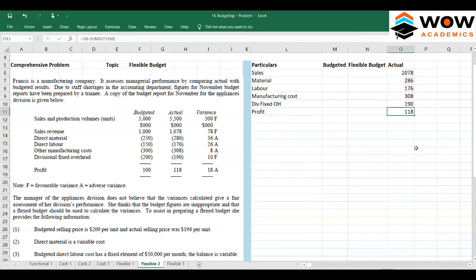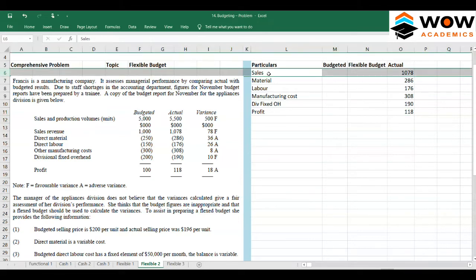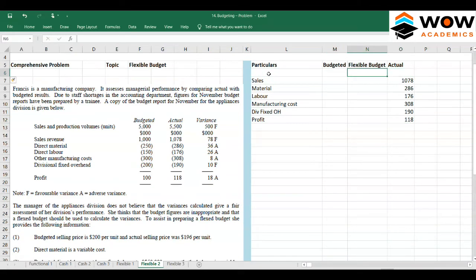Okay, I think we got all the actual numbers. So let's wait. We'll work out the sum in terms of thousands. So let's get the sales number.